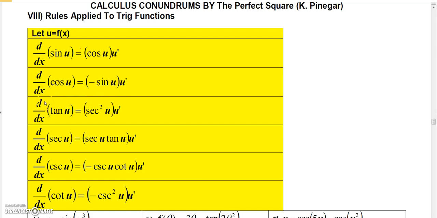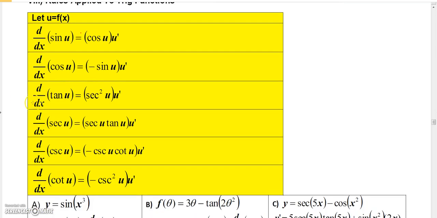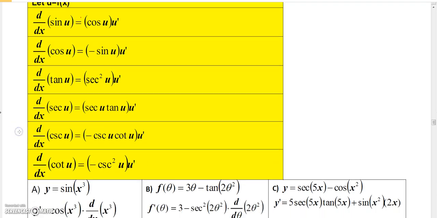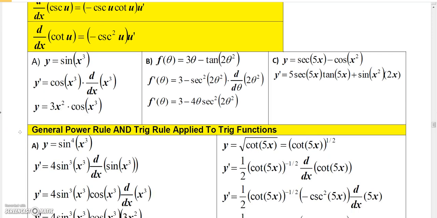And then the rest of the rules pretty much follow like they did in the simple trig rules, but we apply the chain rule. So the derivative of tangent u would be secant squared u times u prime. The derivative of secant u would be secant u times tangent u times u prime. The derivative of cosecant u would be minus cosecant u times cotangent u times u prime. And then the derivative of cotangent u would be minus cosecant squared u times u prime. So let me just show you a few of these examples here.